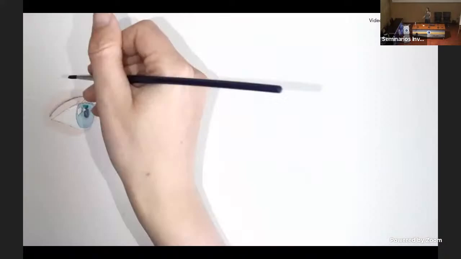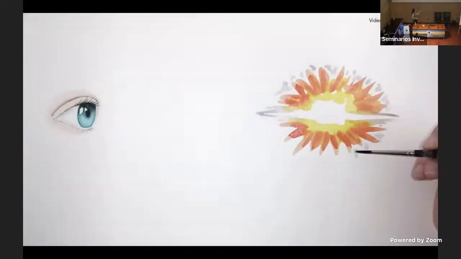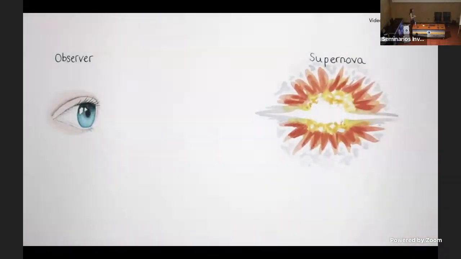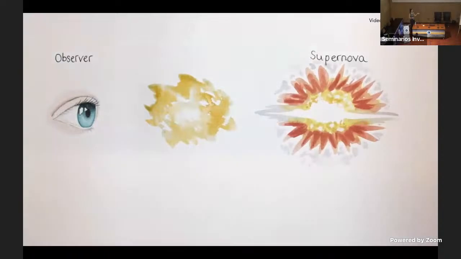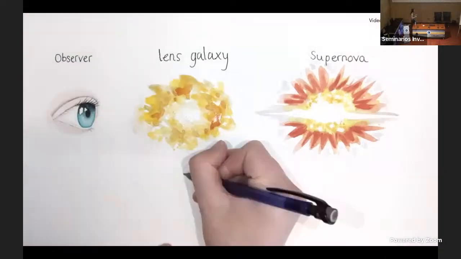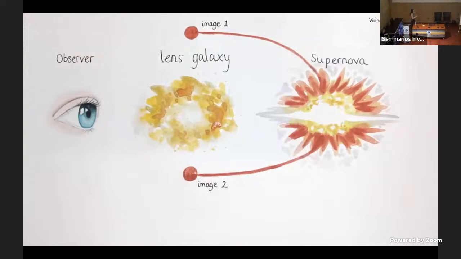But let's start. How do we create a lensed supernova? If we have an observer and a distant supernova explosion, then in very rare occurrences, there is a massive galaxy or galaxy cluster located along the line of sight. And this can act like a gravitational lens. So it bends and magnifies the light rays coming from the supernova, such that the light goes in multiple directions around the lens galaxy, and the observer can see multiple images of the same event.